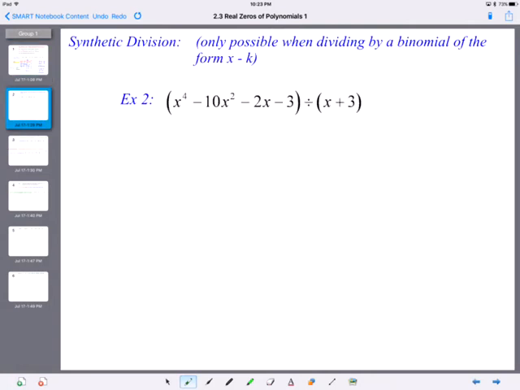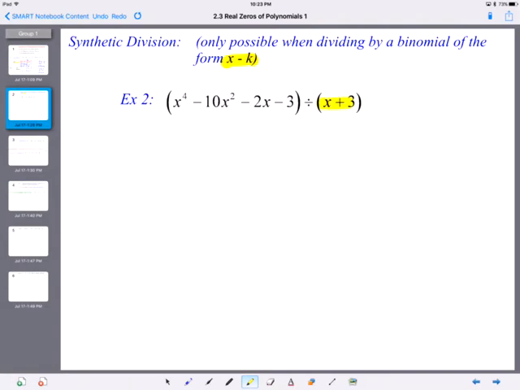But if we can, we're going to use something called synthetic division. This is actually a lot easier to go through with synthetic division. The thing is, it only works when you're dividing by something in the form of x minus k. So the x has to have a coefficient of 1.